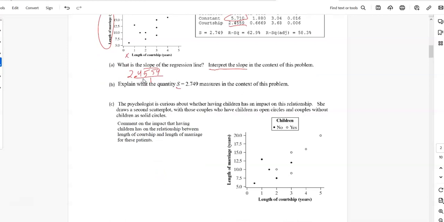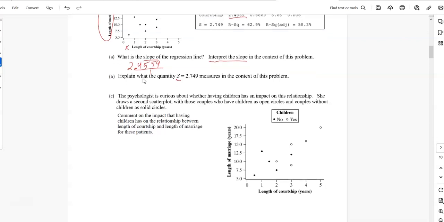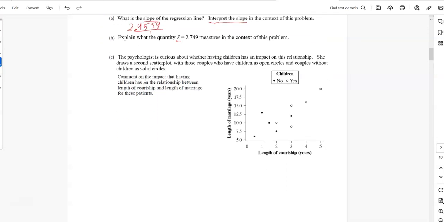Okay, so the psychologist is curious about whether having children has an impact on the relationship. She draws a second scatter plot. It was kind of interesting. What couples have children is open circle. So closed circles are no children and open circles are with children. Comment on the impact that having children has on the relationship between length of courtship and length of marriage.